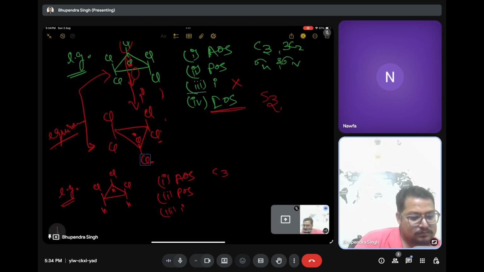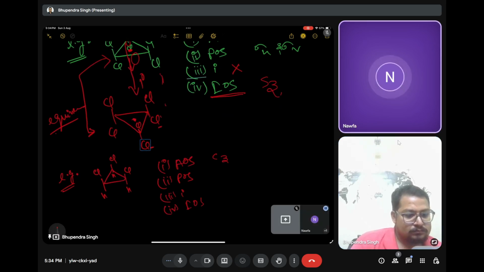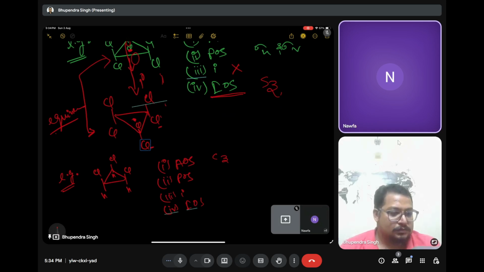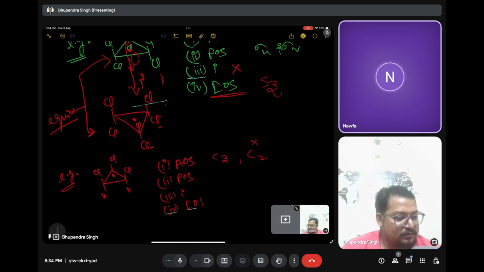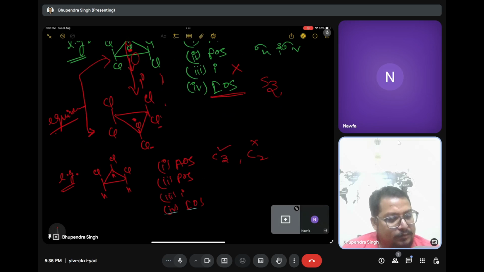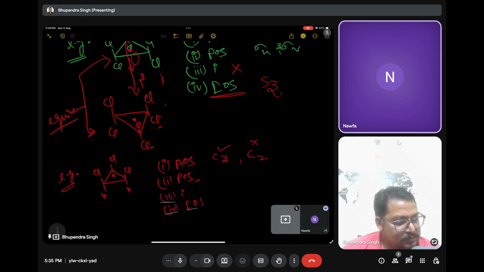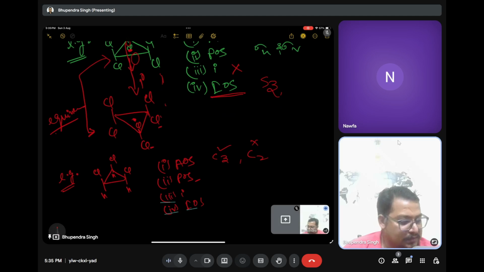Yes, C3 is there. So you are saying C2 is not there? Okay, C2 is not there. Actually, C2 is not there. Okay, now of course you have to move to the plane of symmetry, POS. Now find out the plane of symmetry. Sigma H is not there. Yes, sigma H is not there.